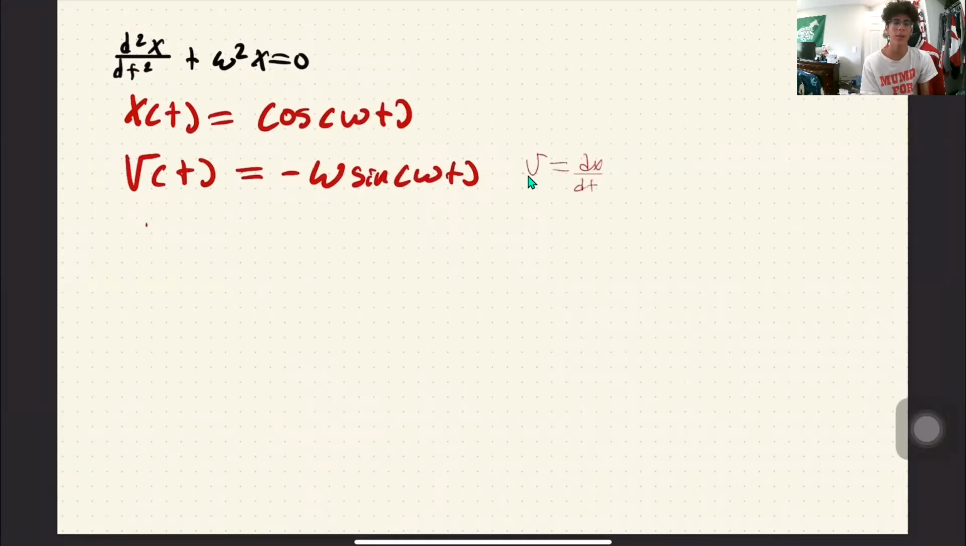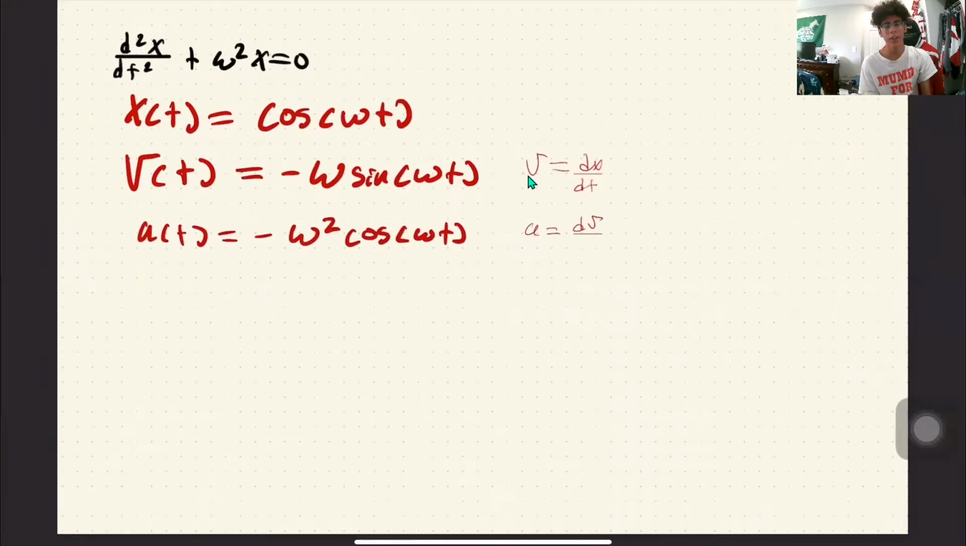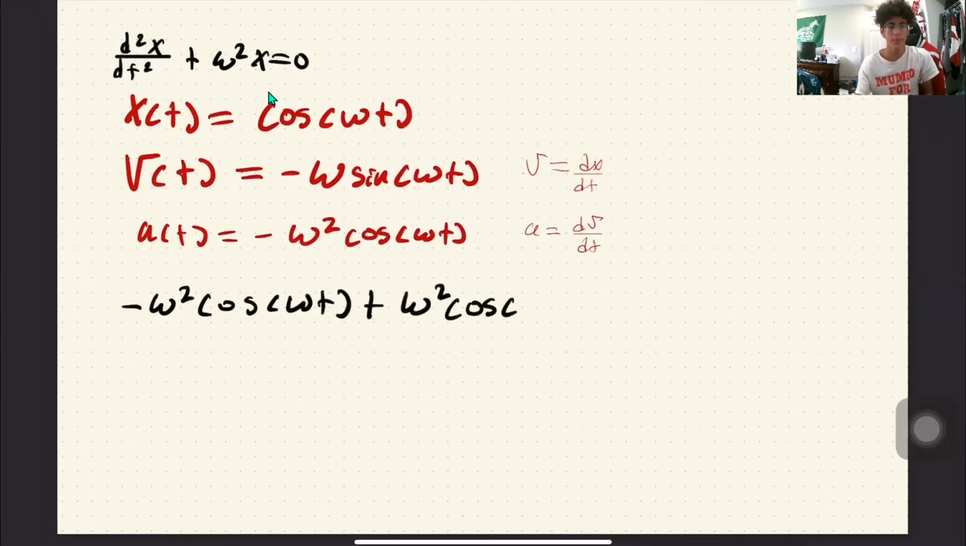We find our velocity by taking the derivative, and our acceleration by taking the derivative of that, or our second order derivative with respect to time. So you can probably start to see now how this is true. If we put negative omega squared cosine omega t in for the second order derivative, and then we multiply our equation for x right here by omega squared, it will in fact equal 0. I'll make that a little bit more obvious with this blue right here.